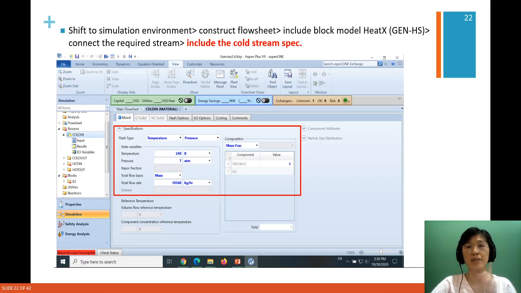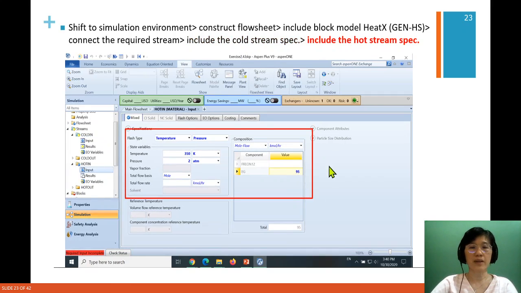Okay? The fraction maximum is 1 because it's a fraction. And you have to put all these details in the cold stream spec. Okay. So this is the cold stream spec. And so let's continue. Once we have the specification for the cold stream, then we are now on the page to include the specification for the hot stream.